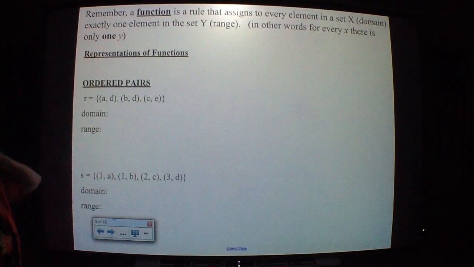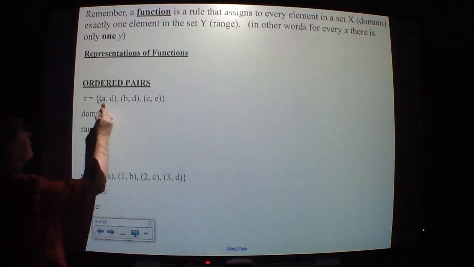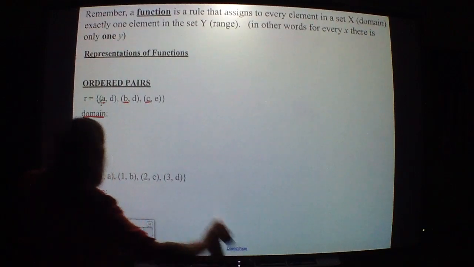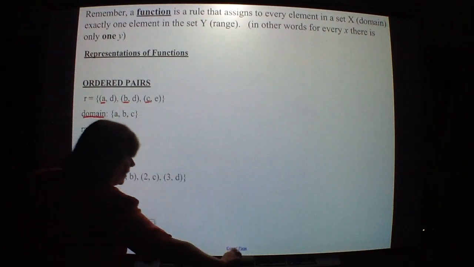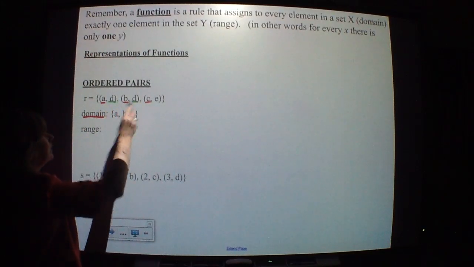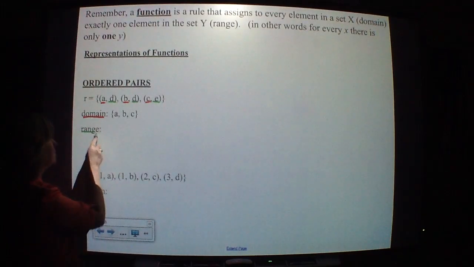So let's see, is this a function? What's the domain? What's the range? Domain would be my first values. Domain. So A, B, C, the set of A, B, C. Range, D again, you don't have to list it twice, list it once, and E. So D and E are my range.